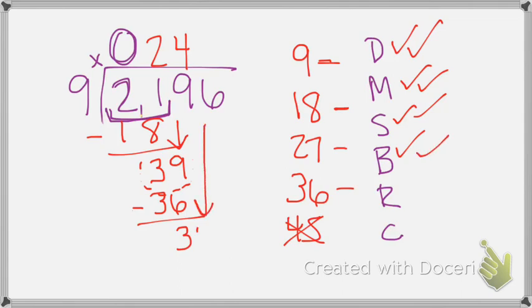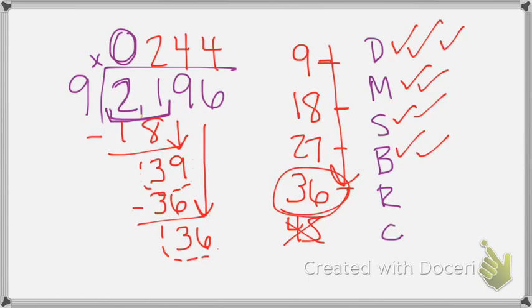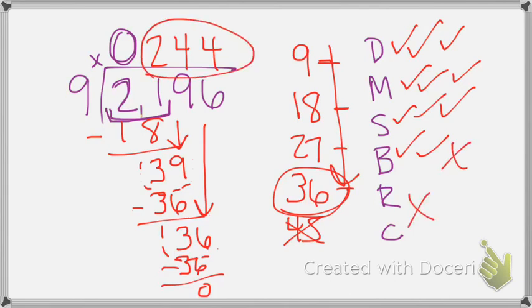Bring down. And sparkle. Now I go back to divide. Well, if I look at my list of multiples, I see 36. That's 4 times. Now I multiply. 4 times 9 is 36. Then I subtract 0. There's nothing left to bring down. We're done there, and there's no remainder. So the quotient here is 244.